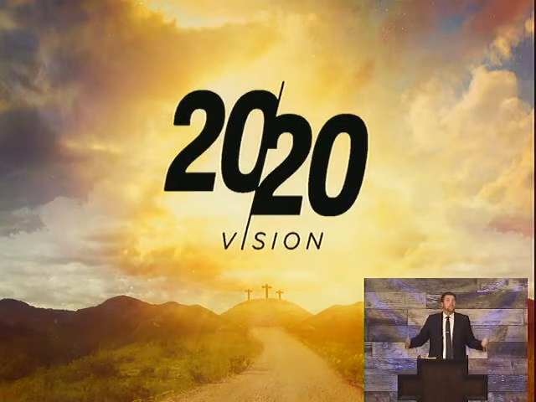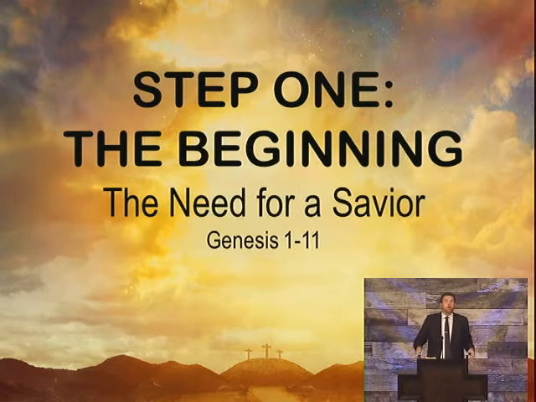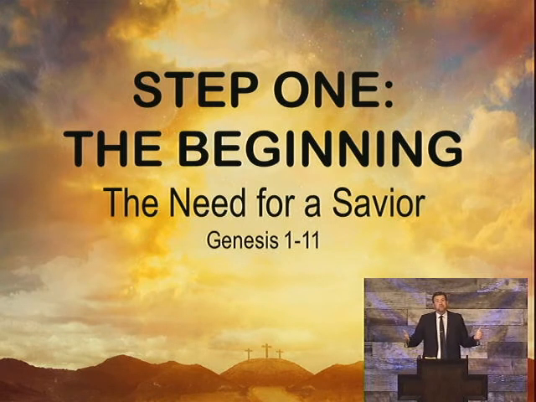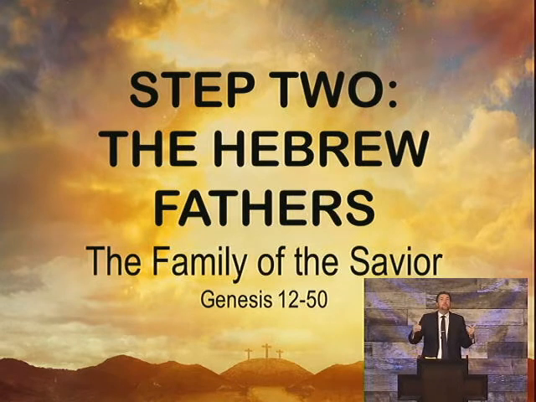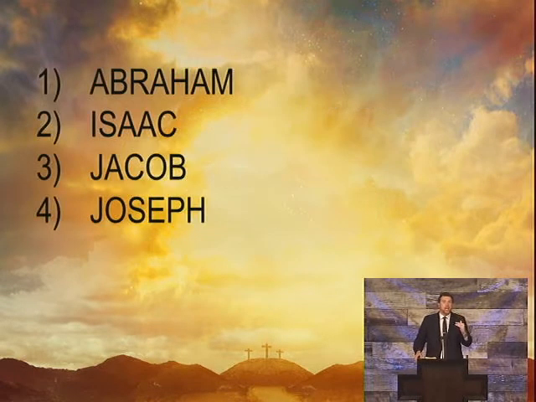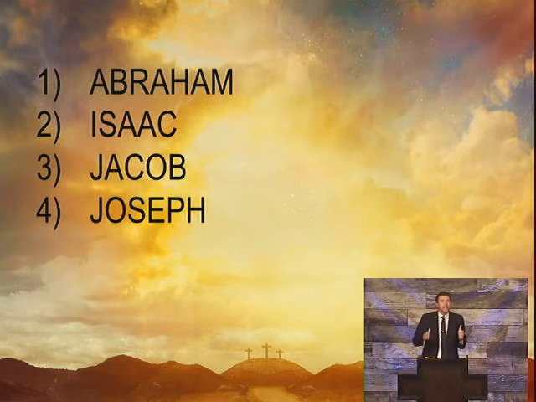The first step is the beginning, dealing with that first part of Genesis there. And what is that about? The need for a Savior. And what was the beginning of? Everything. Then we looked at step number 2. What was step number 2? The Hebrew fathers. And that was the family of the Savior. And we were able to see Abraham, Isaac, Jacob, and then Jacob having 12 sons, Joseph being maybe the most famous of those sons.